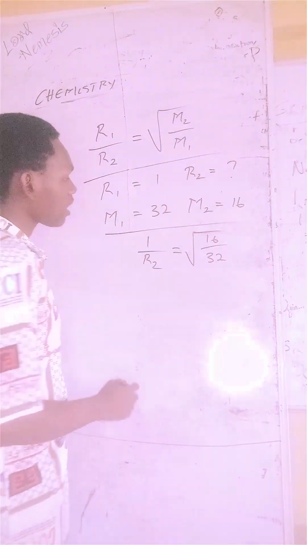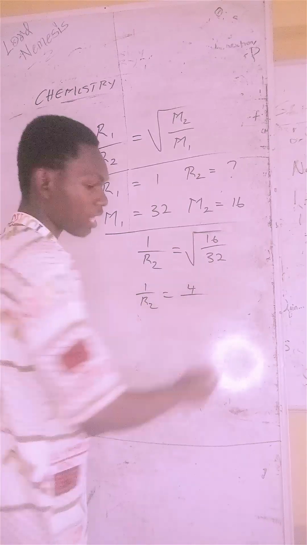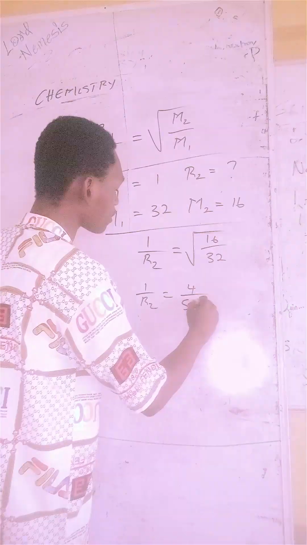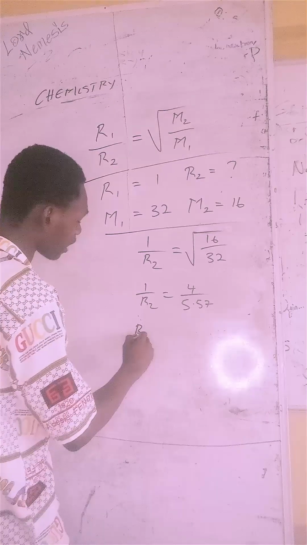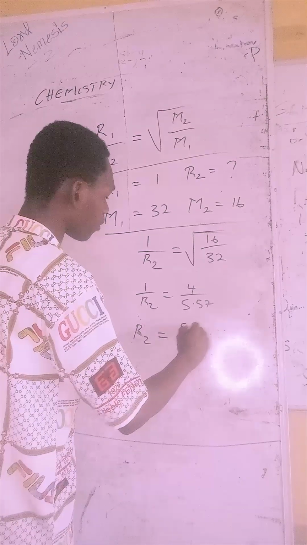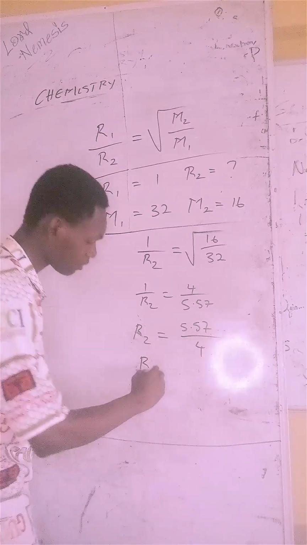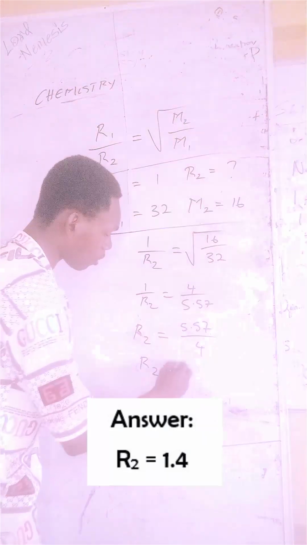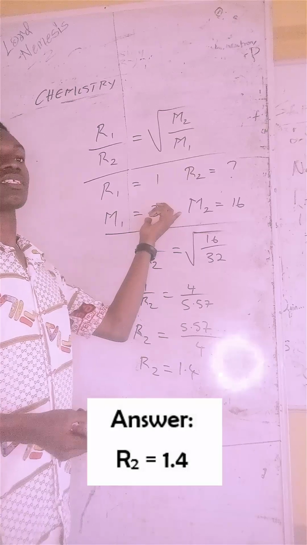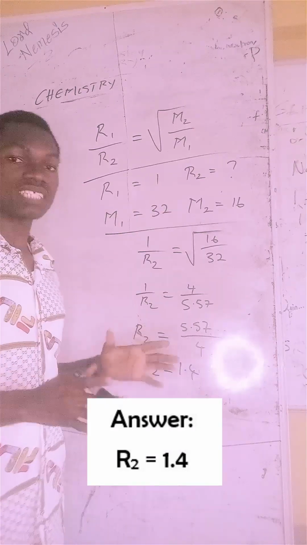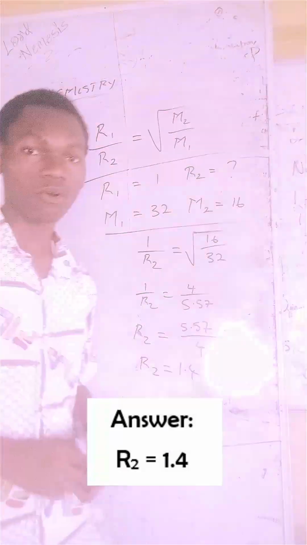The square root of 16 gives us 4, and the square root of 32 gives us a decimal, which is 5.57. Cross multiply both sides, and R2 will give us 5.57 divided by 4. So our final answer will be R2 equals 1.4. So in summary, if the rate of oxygen gas, whose molar mass is 32, is 1, under the same condition, the rate of methane gas CH4 will be 1.4.